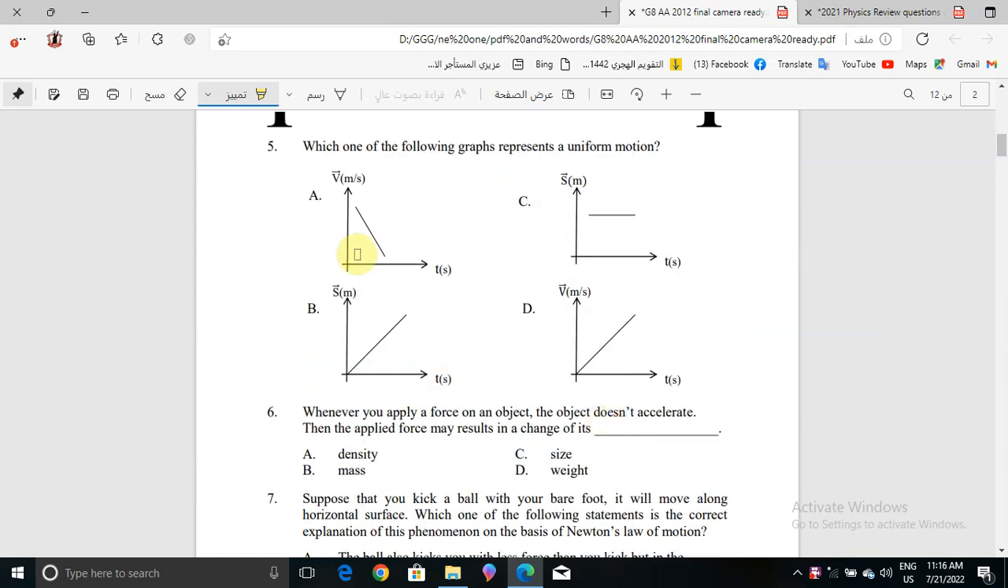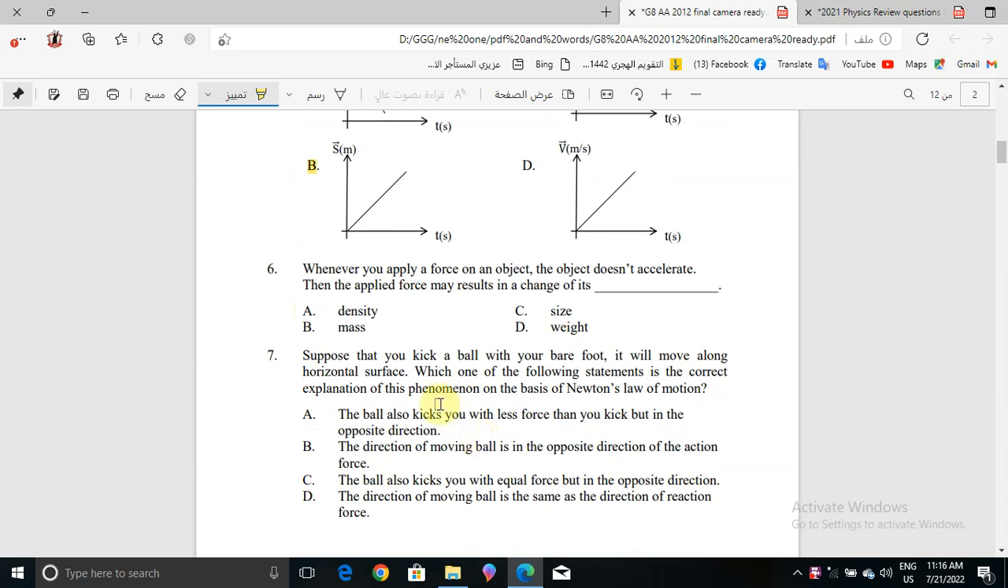Now, question number 5, which one of the following graphs represents a uniform motion? A uniform motion, that is what here? We have displacement and t, so that means displacement is changing, and also t, so here it is a uniform motion. So the correct answer for question number 5 will be choice B.